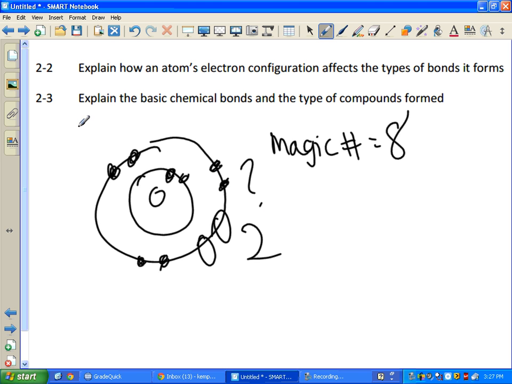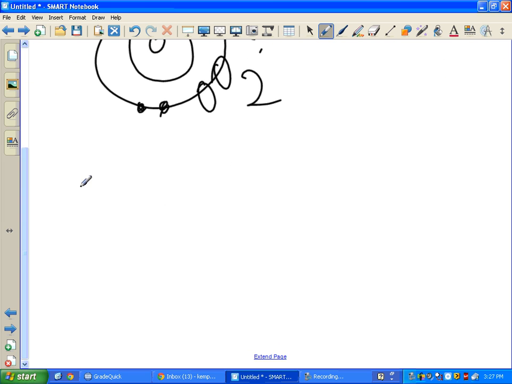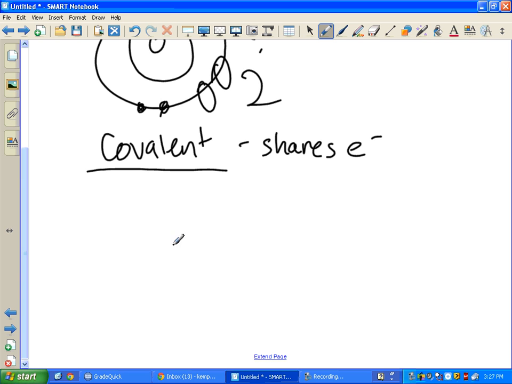Okay, so 2, 3. Explain basic chemical bonds and the type of compounds formed. Cool, so that's just covalent, ionic. So a covalent bond shares electrons. An ionic bond is a bond between 2 ions.